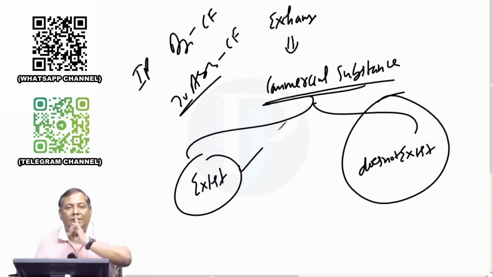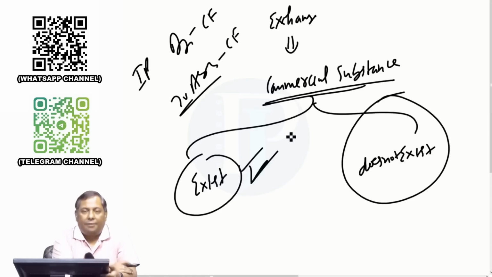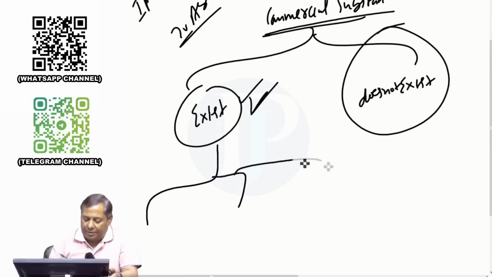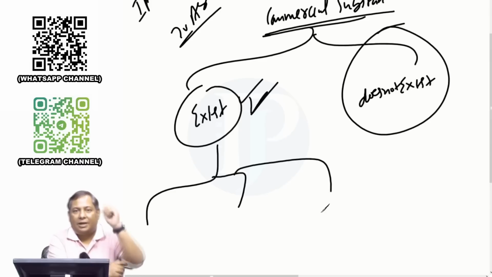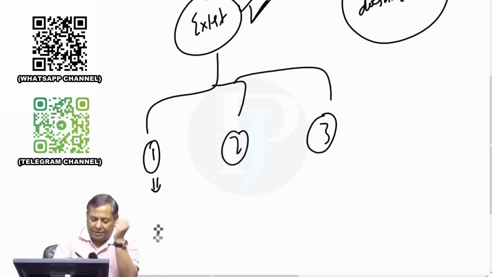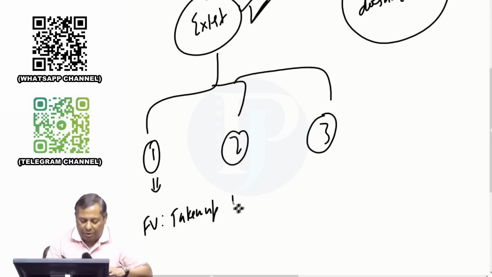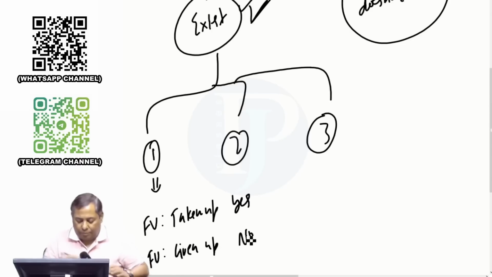If your practical question is silent, meaning it doesn't tell you this, then you will always assume that commercial substance exists and you will apply its rules. What is its rule now? I have explained 3 cases to you. First case, second case and third case. First case is fair value of the taken up asset. So the asset that you have purchased, do you know its fair value? Yes. Fair value of the given up asset, do you know?